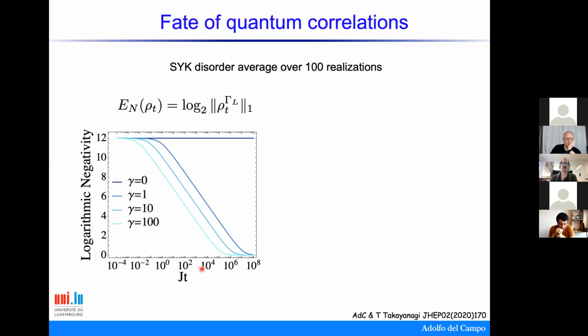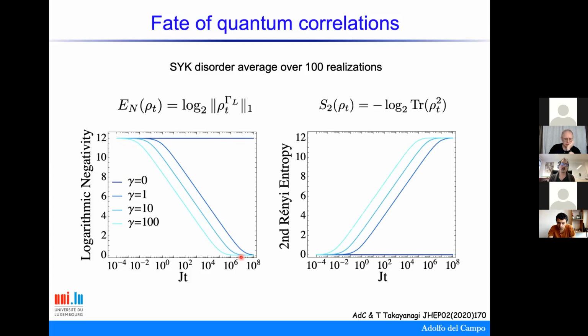Not surprisingly, if gamma is the strength of the dissipation, if there's no dissipation, logarithmic negativity is invariant under unitary time evolution. If I crank up dissipation, you see that it starts to decay monotonically. And this is what you expect. You have an entangled state in the energy representation. You subject it to local dephasing. You should lose entanglement. If you look at Rényi entropies, for instance the second one, which is related to the purity, then the converse happens. It increases monotonically because you started with a pure state and you are preparing essentially thermal equilibrium states. Good. So these quantities just do what they are supposed to do.